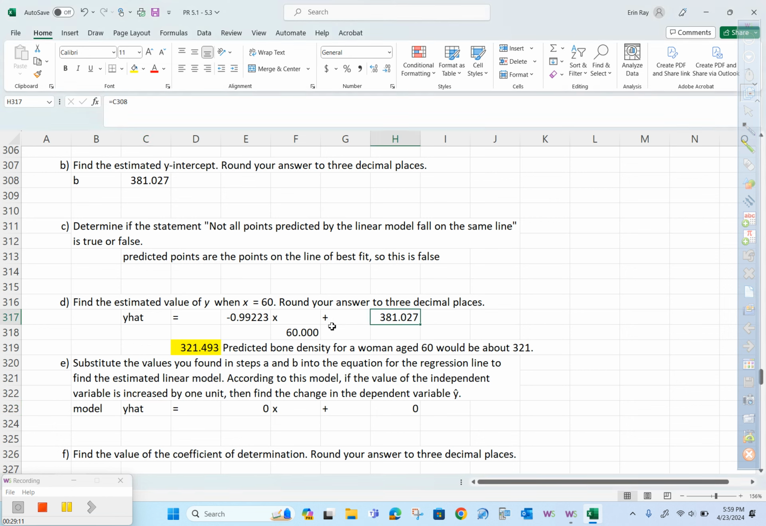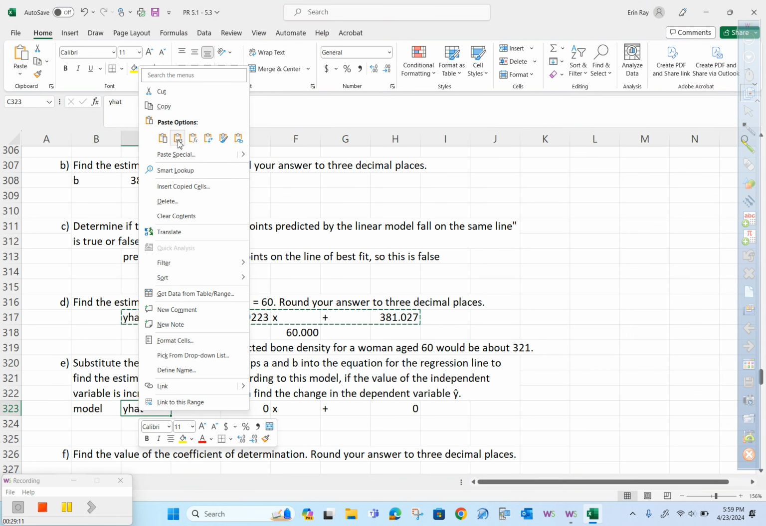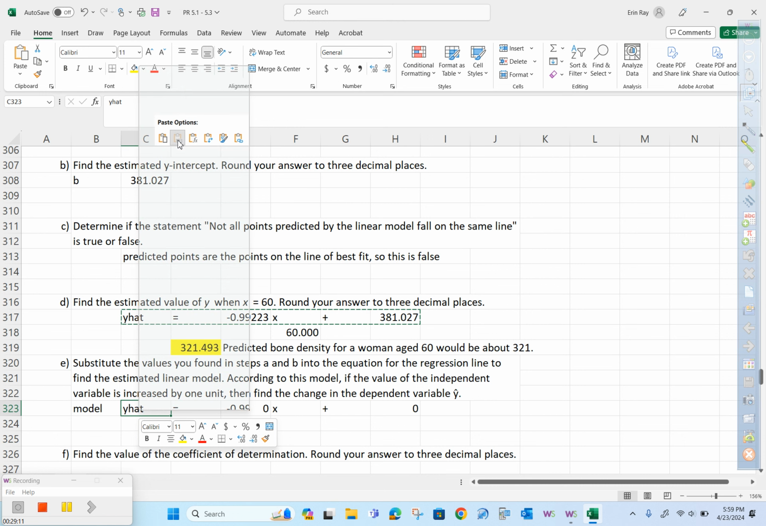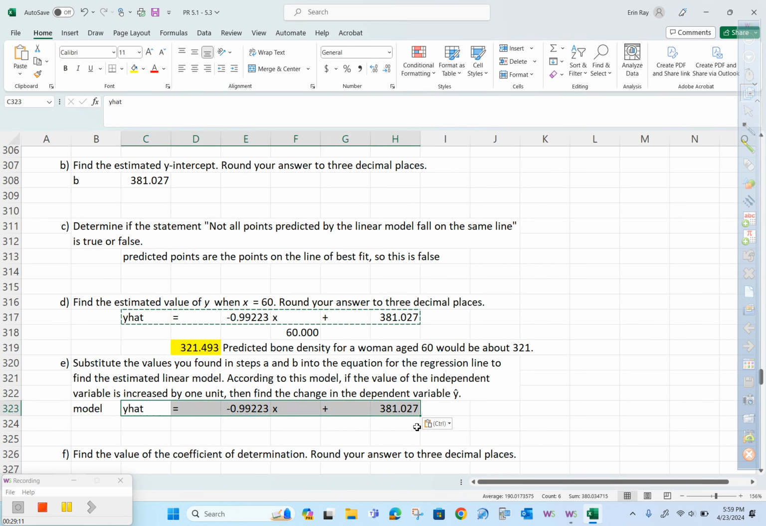Do this with me. You do a control copy. And then when you right click, there should be a paste special where you can paste only the values. And if you click on that, you won't get the error. Or you can always retype it.